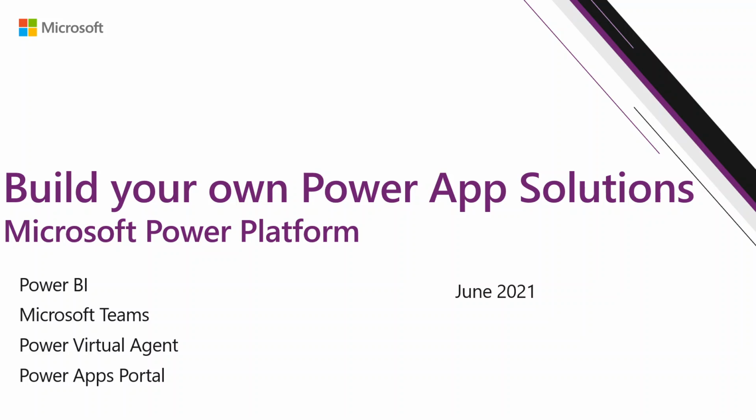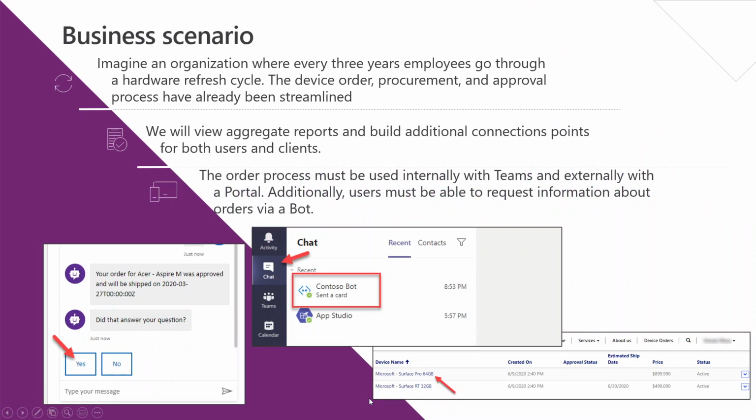So what kind of things are we building? What are the labs that we're going to build? The business scenario is, imagine that we've got an organization where every 3 years employees go through a hardware refresh cycle. The device order, procurement, and approval process has already been streamlined in an existing app. What we're going to do is build a report using Power BI, publish the app inside Teams, and build a chatbot to be able to manage orders as well, to get information about orders. So that's the business scenario.